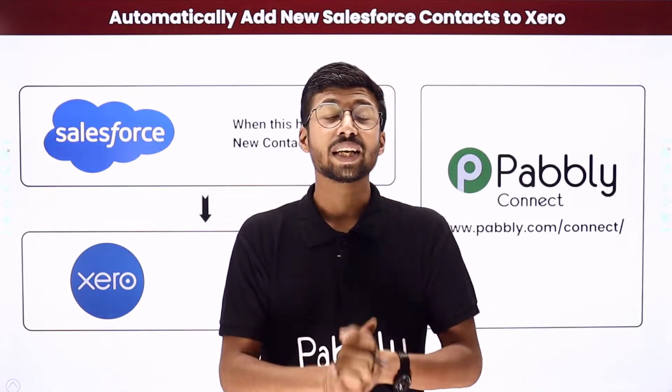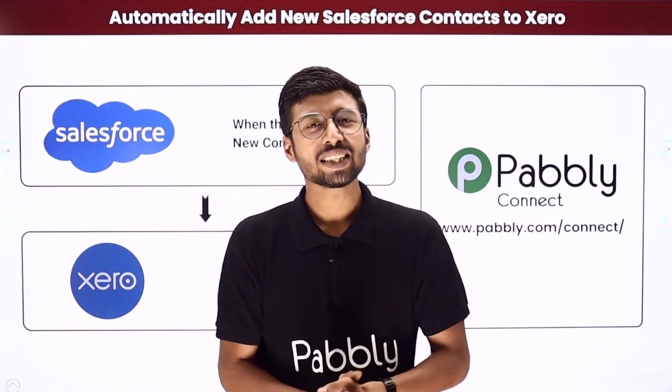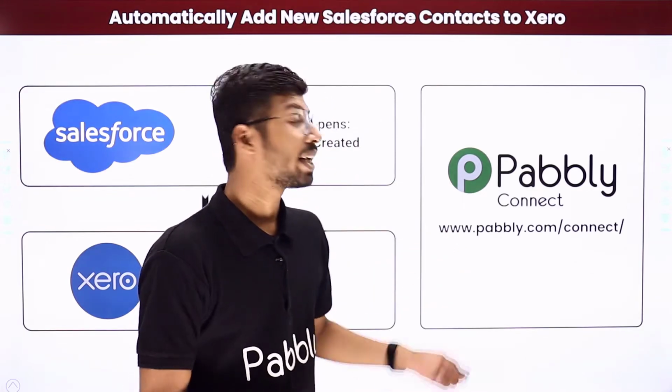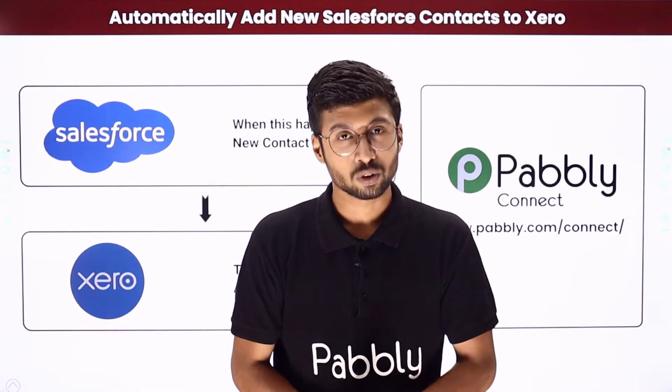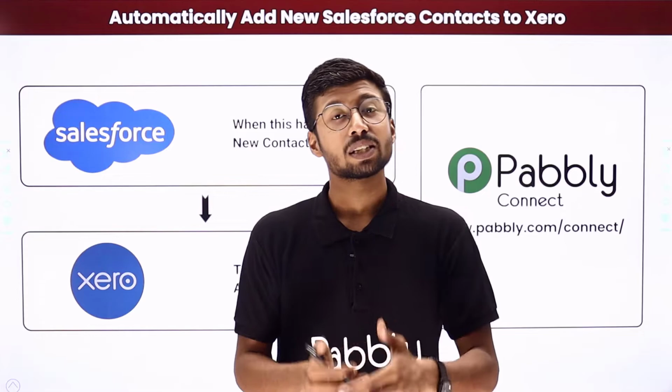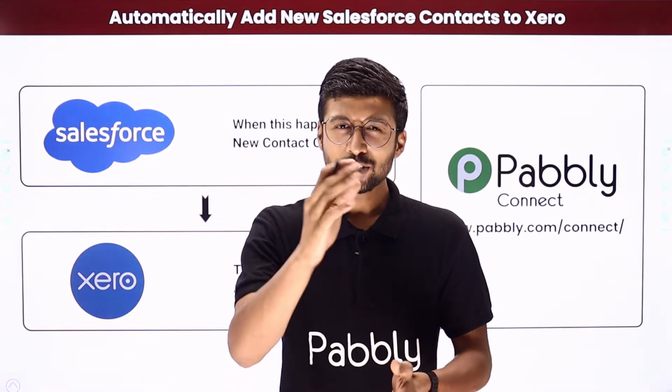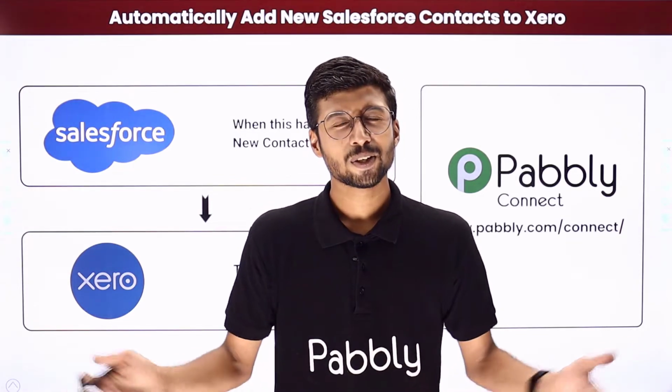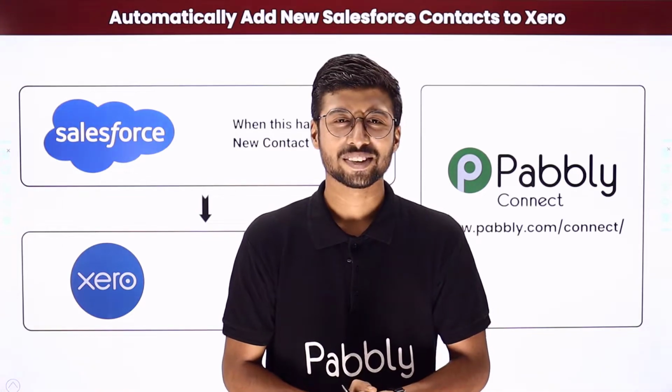So guys, you must be thinking how we are going to do this. To make this happen, we will be using Pabbly Connect, which is an automation and integration software. Now, what is the actual step-by-step guide to set up this automation and how you can set it up by yourself? To know this, you have to come with me to my screen.